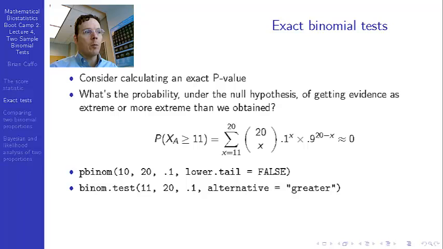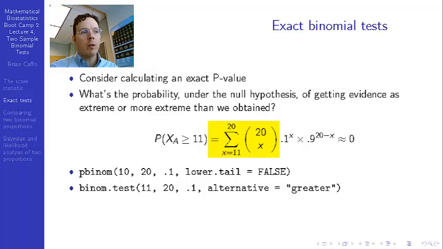So the probability of getting evidence as or more extreme than we obtained would be the probability of getting more people than we observed, which is 11 side effects. So this is the probability of X_A, which is the count of the number of people with side effects for drug A, being bigger than or equal to 11. That's the sum from 11 to 20 of the binomial probabilities. And then you might ask, well, where does the null hypothesis come in?